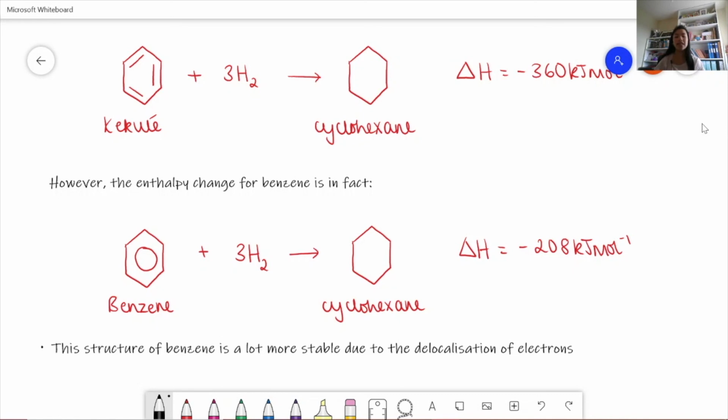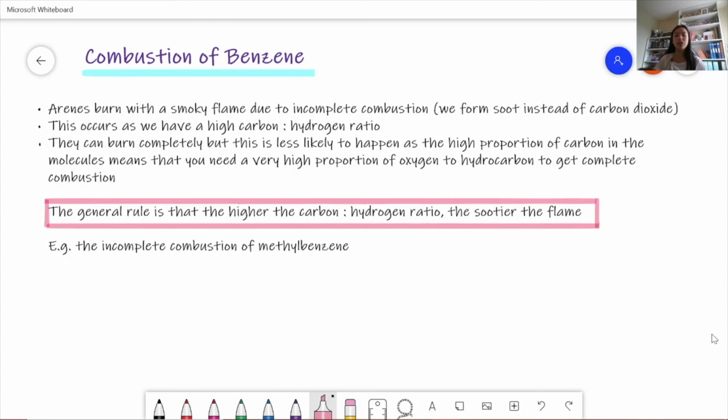And so this tells us that the structure of benzene is a lot more stable due to the delocalization of electrons. And so this is why we take the structure of benzene to be this delocalized model instead of the Kekulé structure. So now we're going to look at the combustion of benzene.